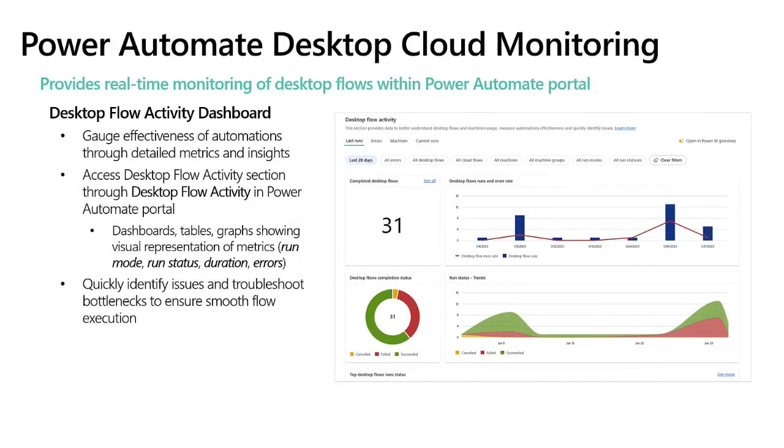The last thing I want to talk about is how you can monitor your desktop flows. You can use the Desktop Flow Activity dashboard available in the Power Automate portal. This dashboard will provide information such as the run, status, duration, errors. This dashboard can help you quickly identify issues and troubleshoot bottlenecks to ensure that you have smooth flow execution.